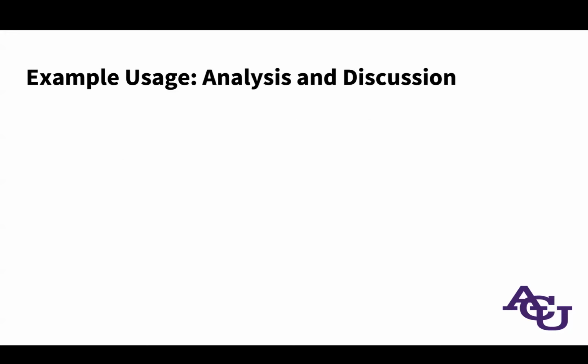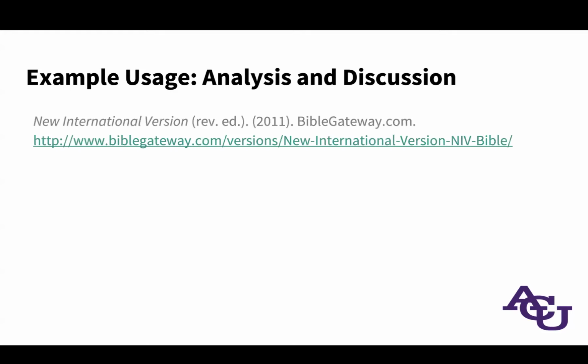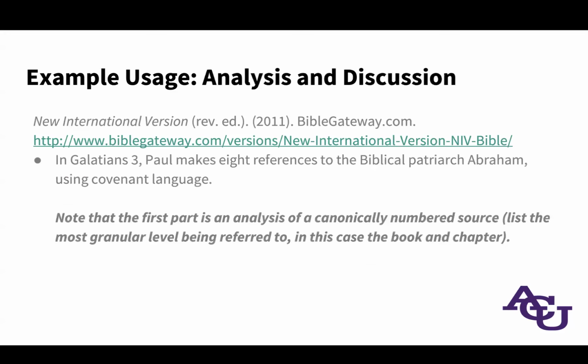All right. So what if you're analyzing and discussing this? Well, again, we're just starting with that same source, that same revised translation of the Bible. And you're reading that and you say, oh, in Galatians 3, Paul makes 8 references to the biblical patriarch Abraham using covenant language. Same thing, we're discussing a canonically named source and you're analyzing the content. In this case, counting up the references and describing the language. And so that's going to be the most granular level that you're referring to, which happens to be book, Galatians, and chapter 3.